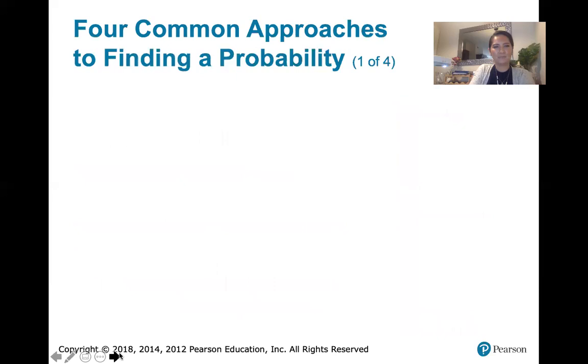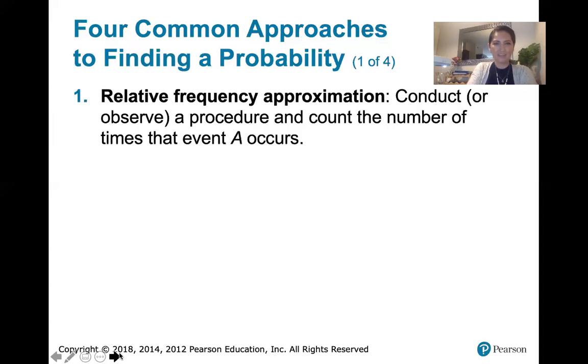It's fantastic. Now we're going to talk about finding probabilities or estimating probabilities using 4 methods, and I will list them for you here. So here's our first method. It's called a relative frequency approximation. This is an approximation of probability that we calculate by doing the following. We're going to conduct a procedure or observe a procedure being done a number of times. And then we count the number of times that the event A that we're interested in occurs. Then the probability of event A occurring is approximately equal to the number of times it occurred divided by the number of times that a procedure was run.